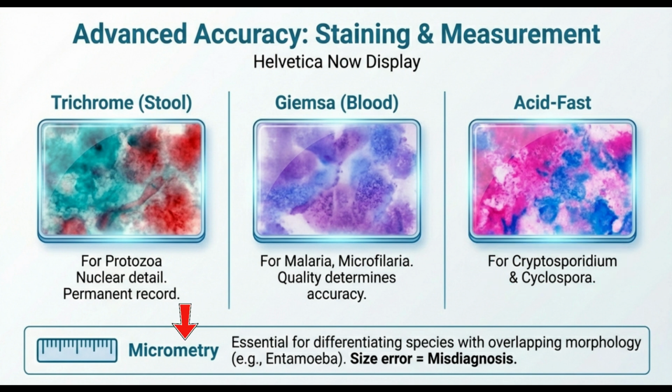Then there's micrometry, the precise measurement of an organism using a calibrated eyepiece. Why is this so important? Because some parasites look almost identical, and size can be the only thing that tells them apart. And as the slide says, this is critical. A size error isn't just a mistake, it equals a misdiagnosis.